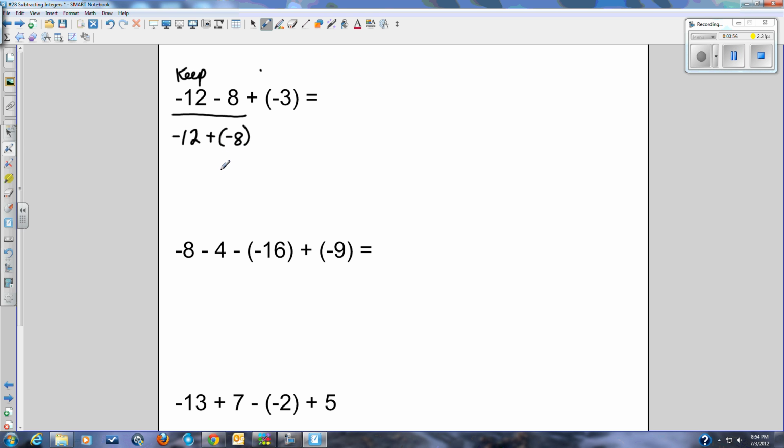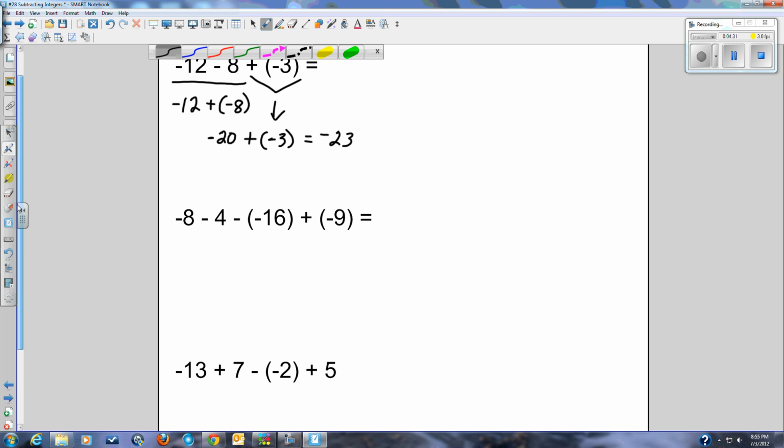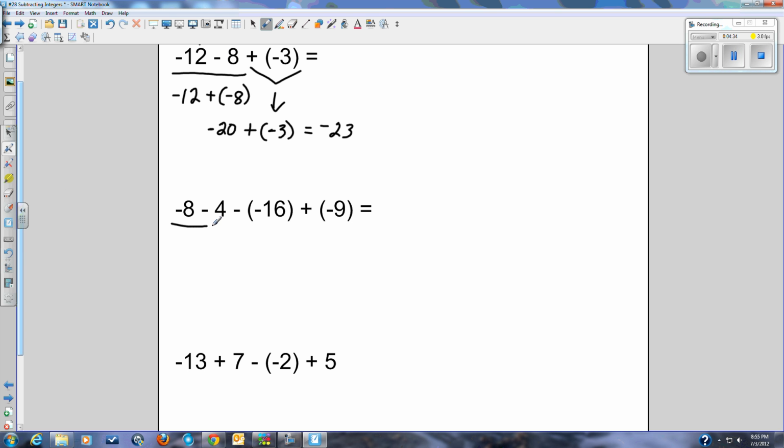Negative 12 plus negative 8. The signs are the same, so add the absolute values. You get 20, but attach the common sign. So you have negative 20. Bring down the rest of the problem. So you have negative 20 plus negative 3. If the signs are the same, just go ahead and add the absolute values and then attach the common sign. So we get negative 23. Let's go ahead and try the next one. Again, 2 at a time, go left to right. Negative 8 minus 4.